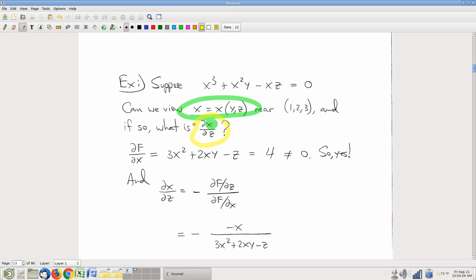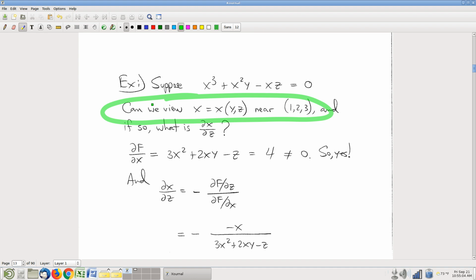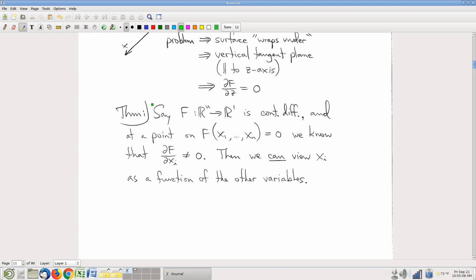Okay, so this is a two-part question. Step one, let's take these one at a time. Can I view x as a function of y and z? This says whatever variable you want to view as a function, take the partial with respect to that variable. See if you get not 0. You're hoping for not 0. Right?